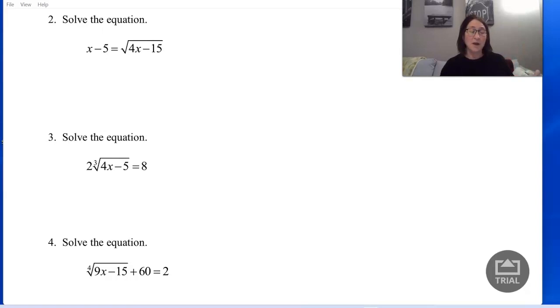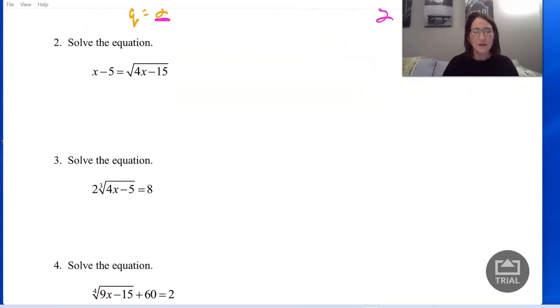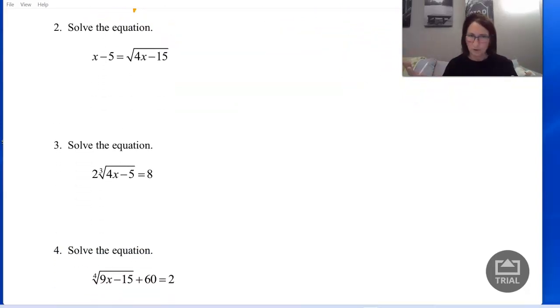Let's look at this next problem. This one is different than the one we just did because on the side opposite the radical side, my left side, x minus 5, I don't just have a single term. I have two terms, a little expression there. I'm still going to approach my problem exactly the same. I see that I have an index of 2, so I'm going to put parentheses around that x minus 5 and raise it to the power of 2. I'll put parentheses around my radical and raise it to the power of 2.